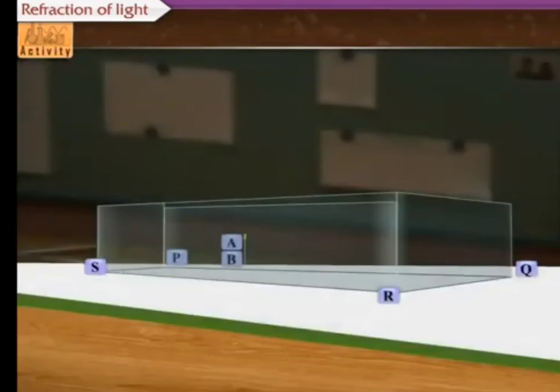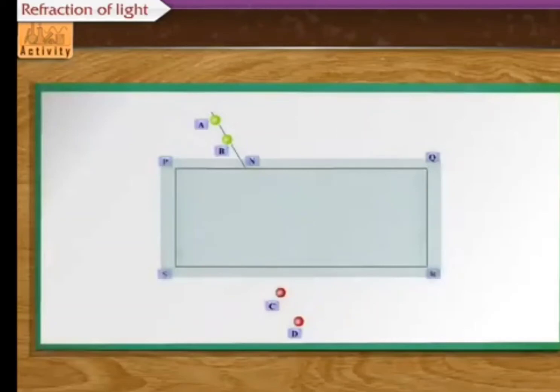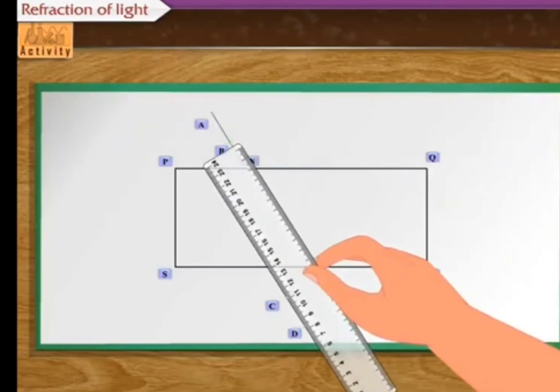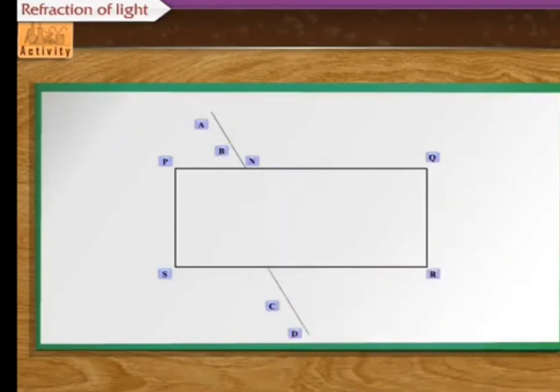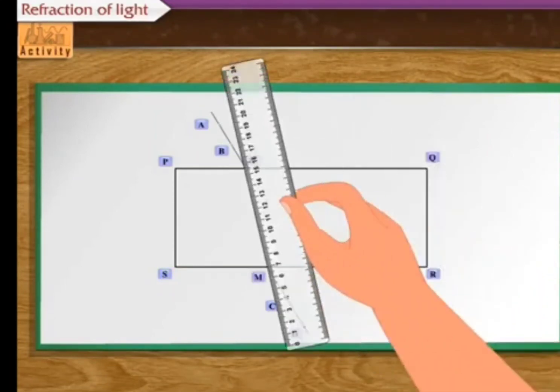Now, look at the pins A and B from the opposite side of the slab and pierce pins C and D vertically so that the images of A and B are in line with C and D. Next, remove the glass slab and pins and draw a line going through points C and D so that it intersects RS at M. Let us now join points M and N.